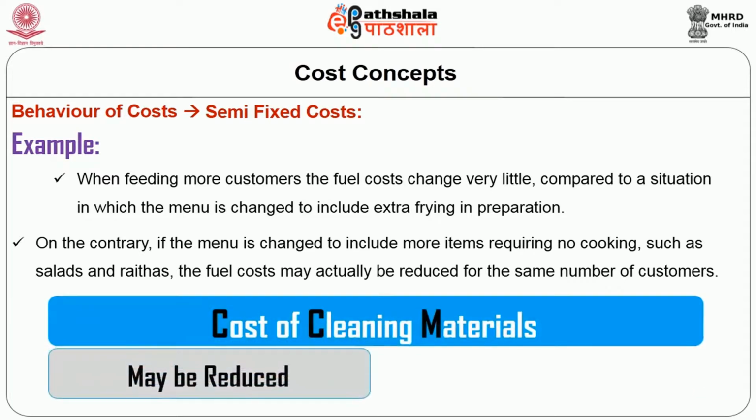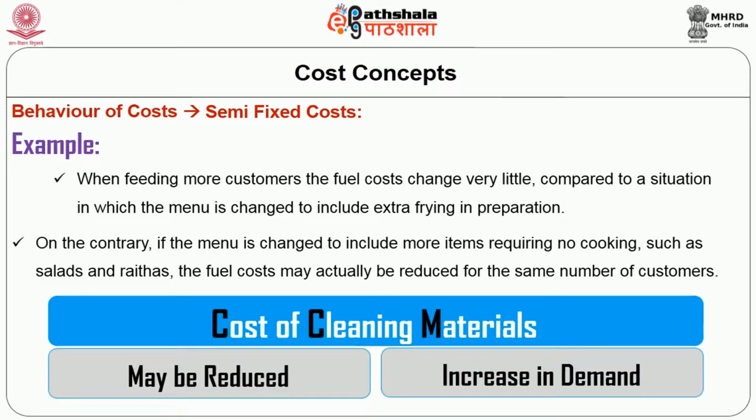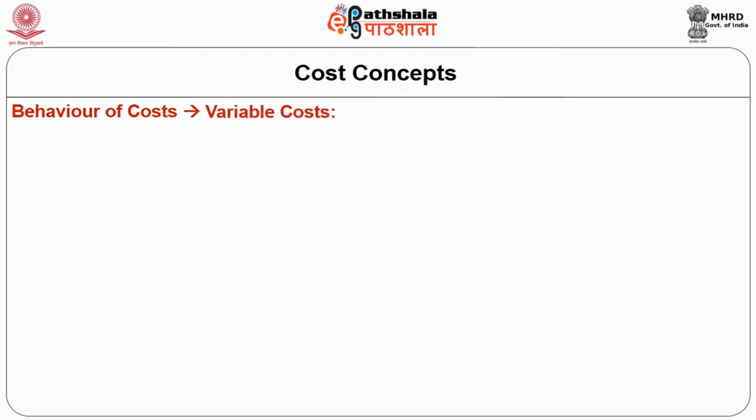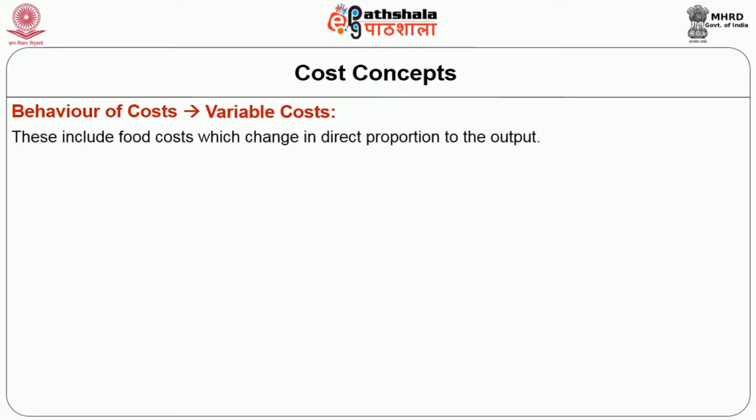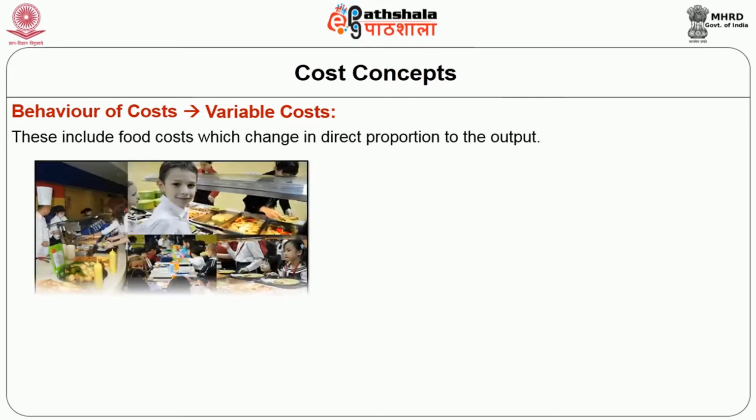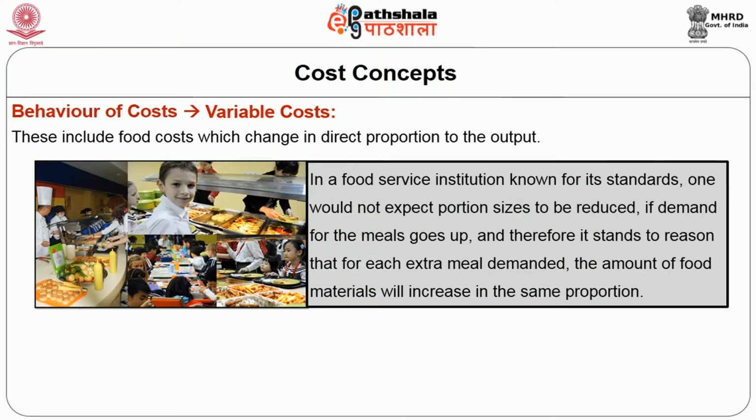Again, the cost of cleaning materials may be reduced with increase in demand if disposable tableware and crockery are used. The third behavior of cost is called variable cost. These include food cost, which changes in direct proportion to the output. In a food service institution known for its standards, one would not expect portion sizes to be reduced if demand for the meals goes up, and therefore it stands to reason that for each extra meal demanded, the amount of food materials will increase in the same proportion.